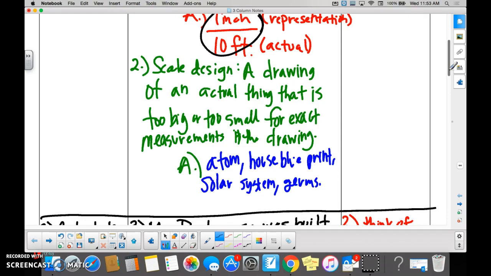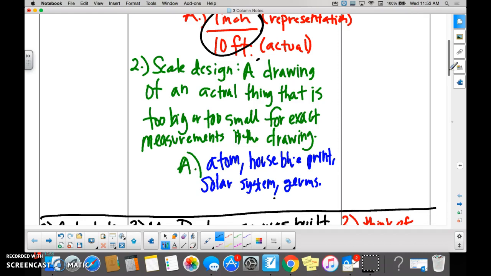Yeah, so in real life, things aren't just the perfect size for a drawing. A lot of things are way too big, a lot of things are way too small. So we use scale drawings, which means that everything is proportionate within that drawing. So the real thing is just either larger or smaller, depending, to draw it. And we can think of that as when you see a picture of an atom or a house blueprint, a solar system. These are all examples of when we would use scale drawing. And we have to use scale factors to solve for what those scale designs would look like.